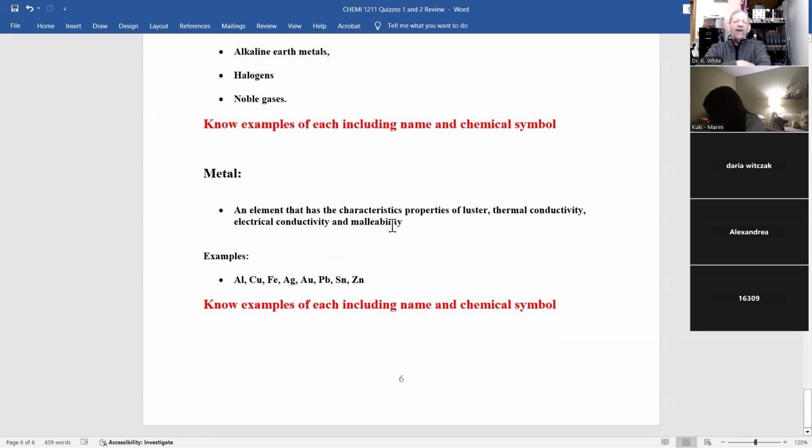Now, when we talk about substances, there are various names we give things. And one important name I think you should know is a metal. Now, a metal is an element that has certain characteristic properties. One is luster. Luster means you can shine it up, make it very shiny. My gold ring, if I polished it, would be very shiny.